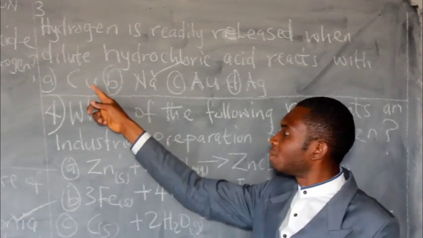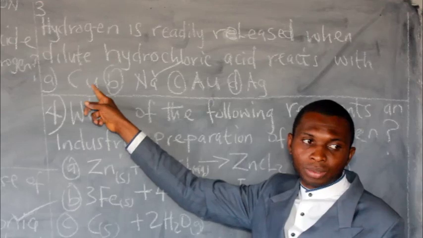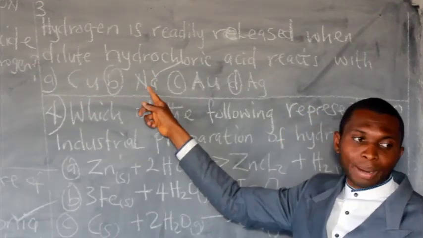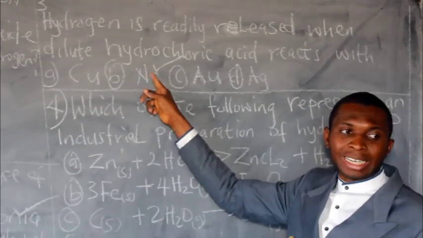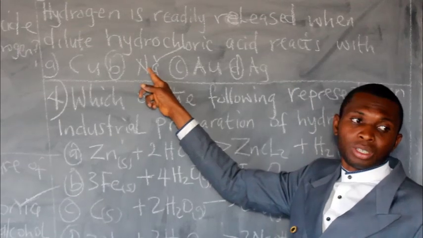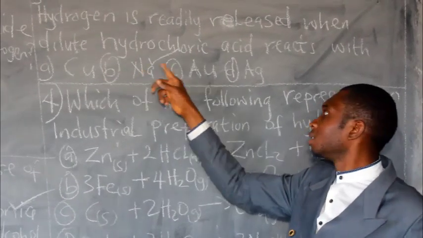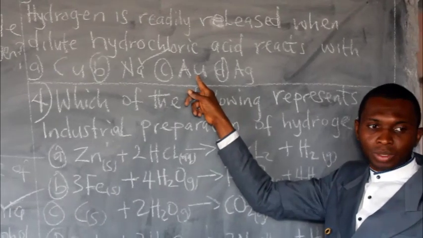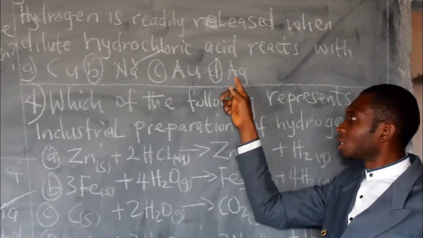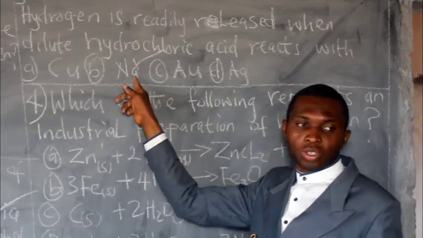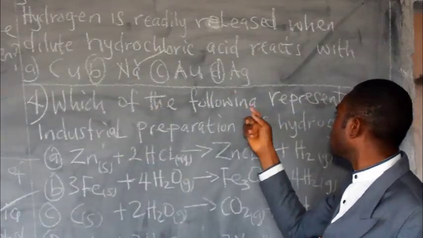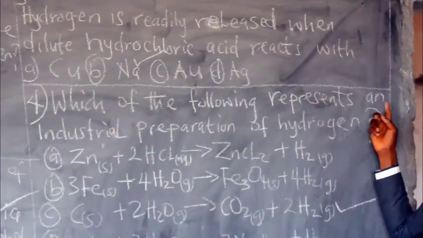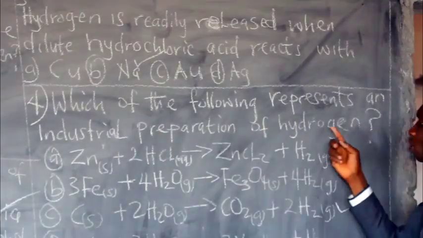Now, copper is below hydrogen, it cannot displace hydrogen. Sodium is above hydrogen, so it can displace hydrogen from any compound of an acid. Gold is lower in the activity series. It cannot displace hydrogen. Silver cannot. So the right answer is what? Sodium.